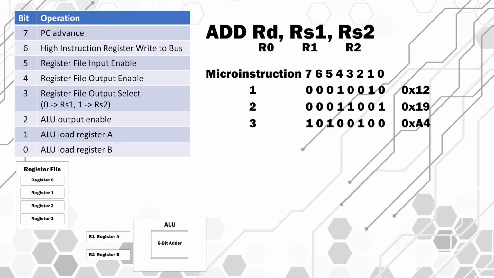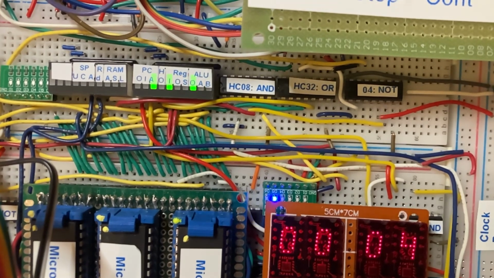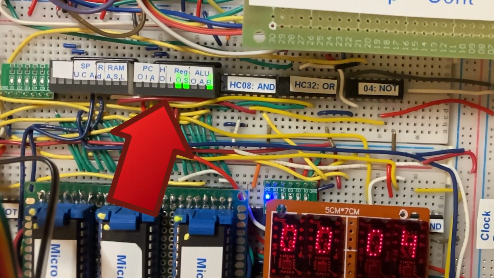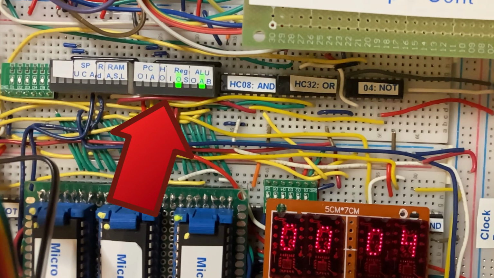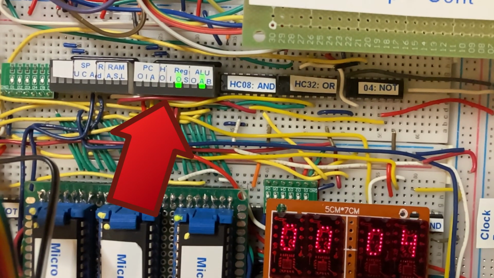What does this look like in the ByteFrost? Here, we see the ByteFrost running an add instruction. These LEDs show the microinstruction that is currently executed. Each bit is labeled with the control signal it represents. As this is the first microinstruction, we can see the LEDs that are on, labeled ALU load register A and register file output enable, matching the microcode that we just wrote to send the value of RS1 to the ALU's input register A.